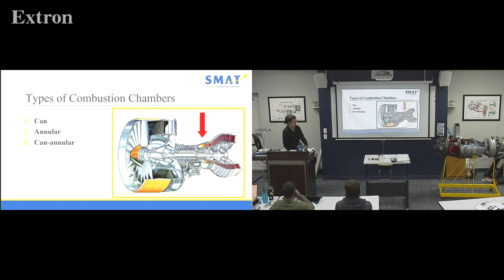Another thing to know is we have three types of combustion chambers. This is something else you need to know very well, be familiar with, be able to recite it in a one-on-one situation. So we have can, annular, and then some really smart people said, I think we could combine these. So can-annular is a combination of these two. And we're going to talk in depth about those three types of combustion chambers.